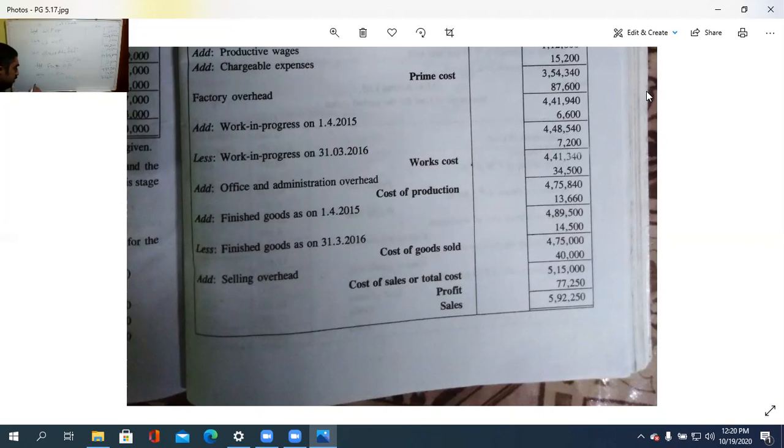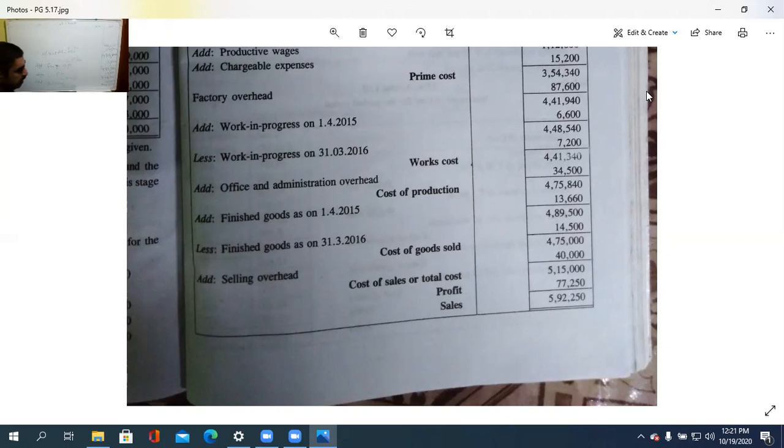Along with that, we need to add what? Selling and distribution overhead. How much it is? 40,000. So TC or COS, cost of sales, 4,75,000 plus 40,000. How much? 5,15,000. This total cost of sales minus the sales, we are getting the profit or loss.